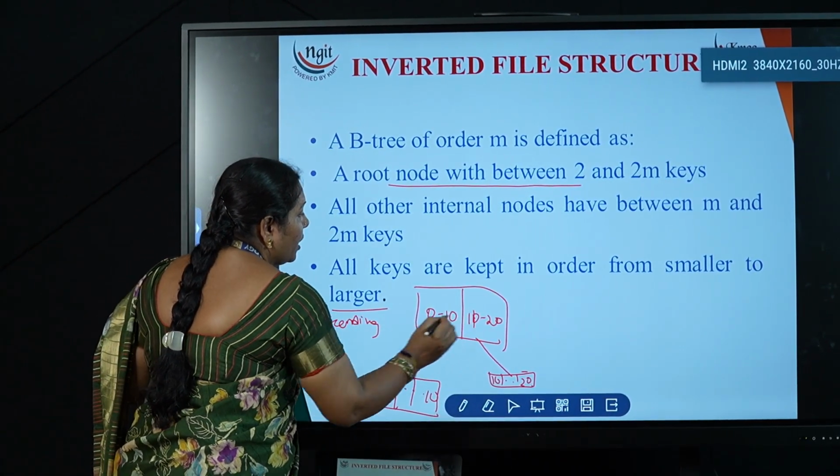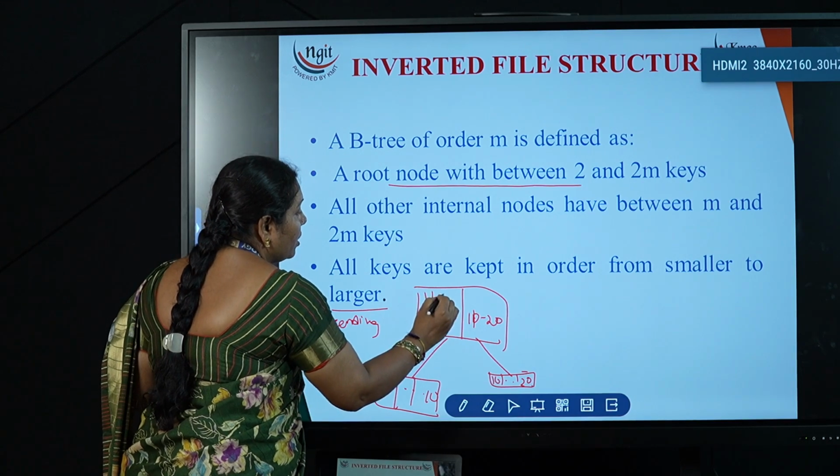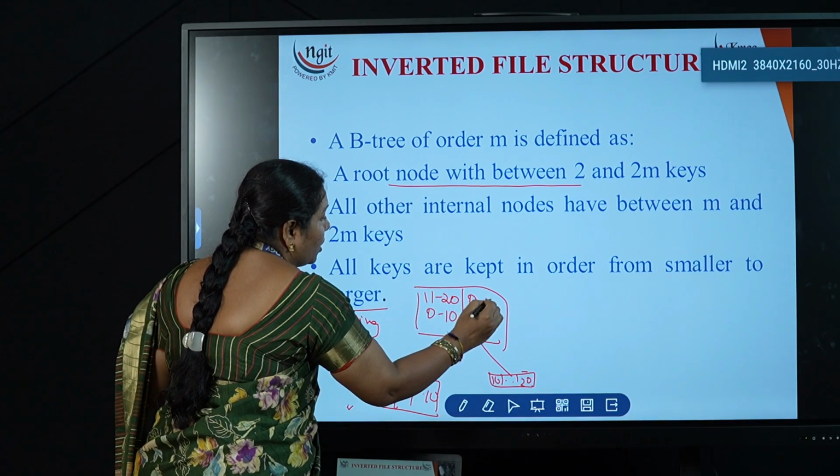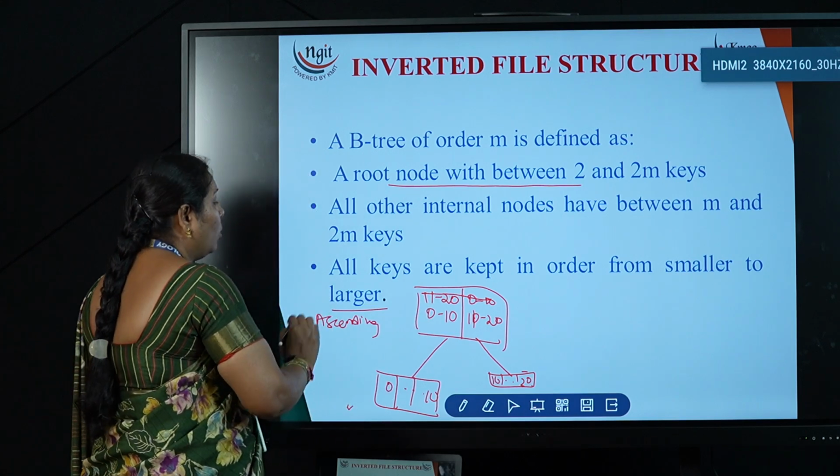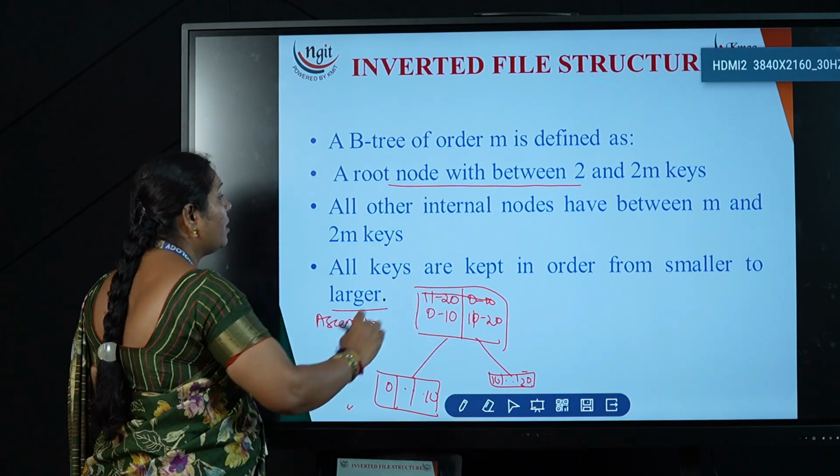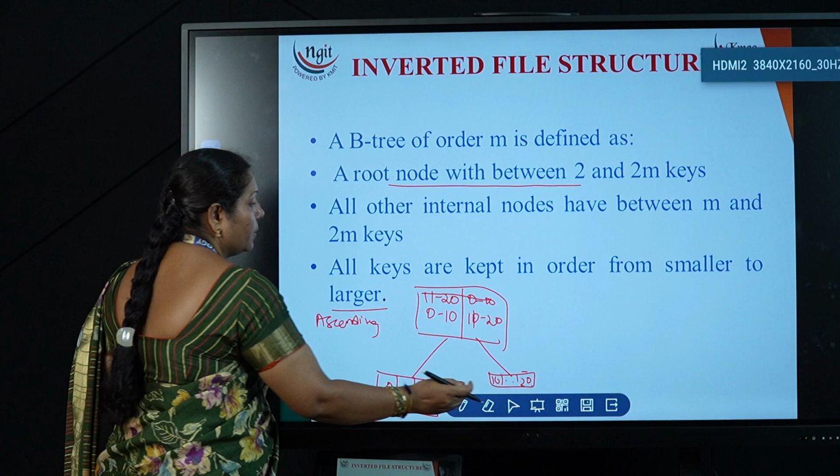Okay, so here I'll take 11. I cannot mention here 11 to 20 and 0 to 10. So this is the wrong method. The only thing is all the keys should be in ascending order.